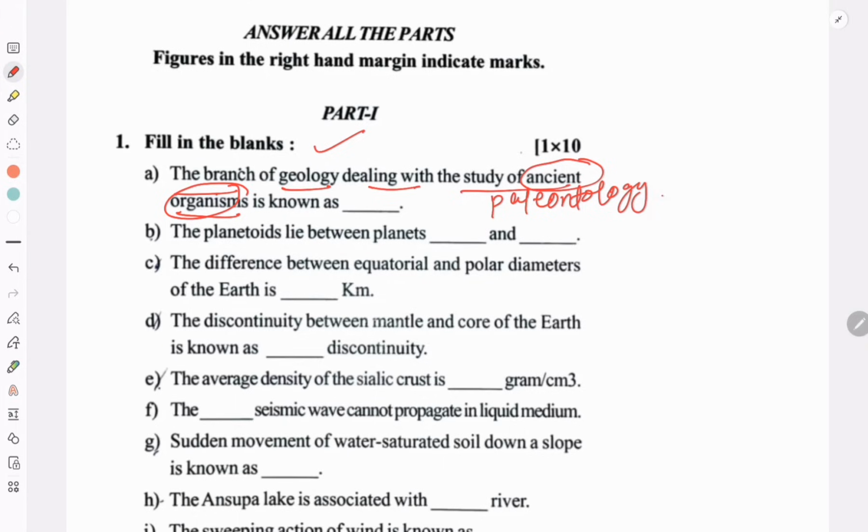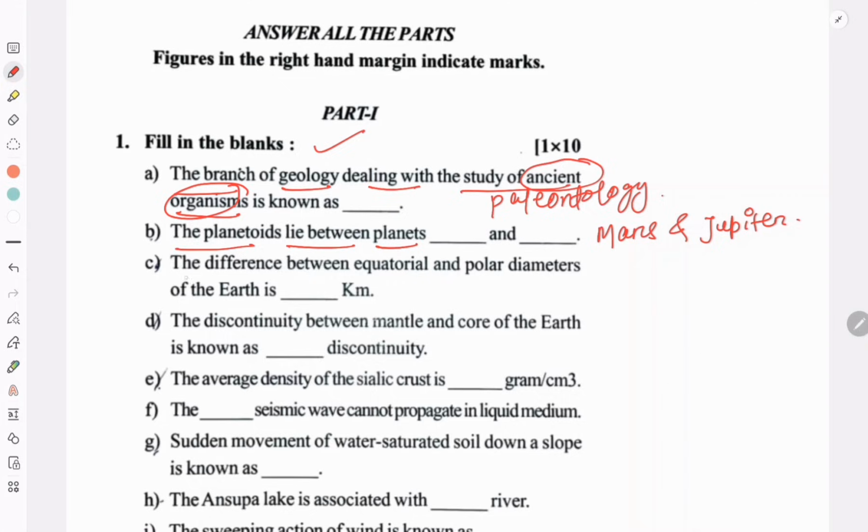Then the second question is the planetoids lie between planets dash and dash. So the planetoids like the asteroids, meteorite belts. The planetoids will lie between the planets Mars and Jupiter. So the answer will be Mars and Jupiter.